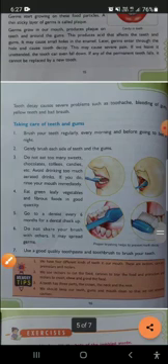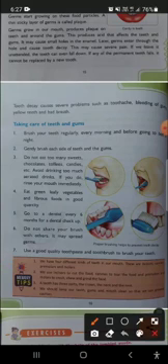Now, the next topic is taking care of teeth and gums. We should take care of our teeth and gums. What are these care tips? We will discuss them one by one. Brush your teeth regularly every morning and at night before going to bed. Gently brush each side of your teeth and gums. We should gently brush our teeth. We should not brush our teeth roughly.